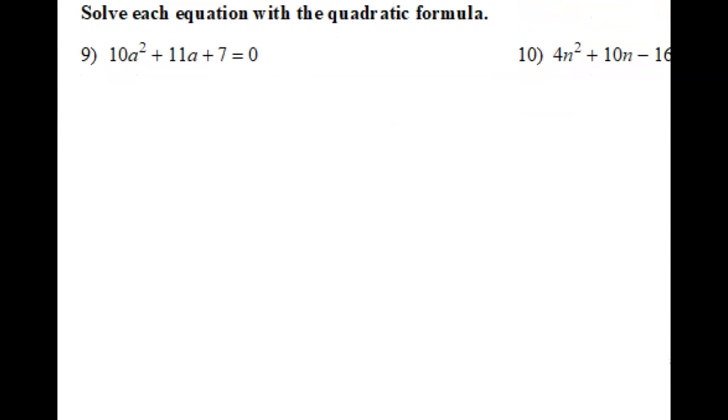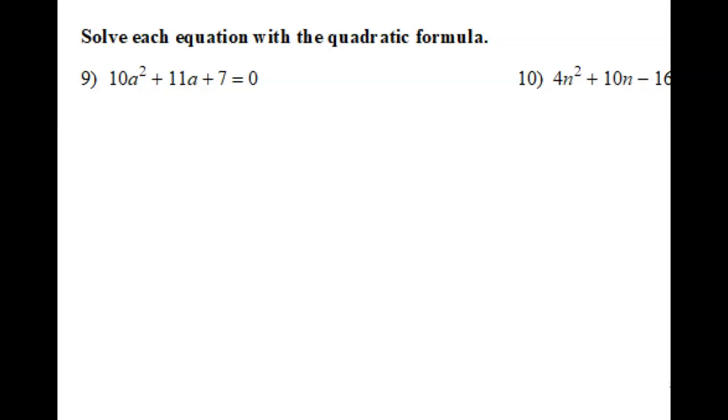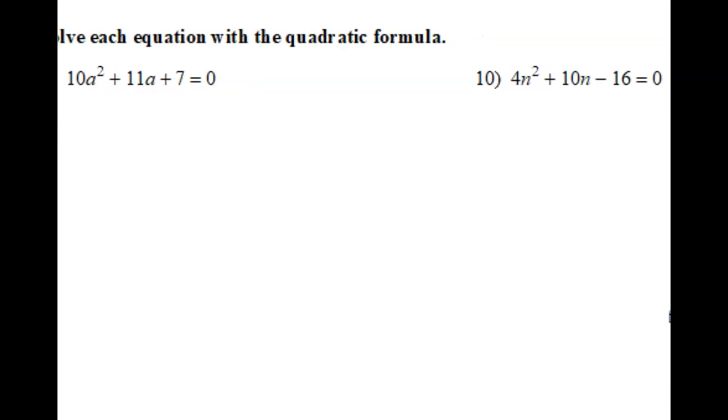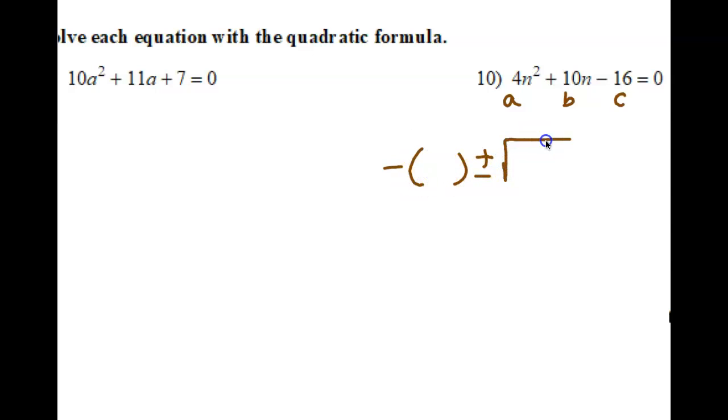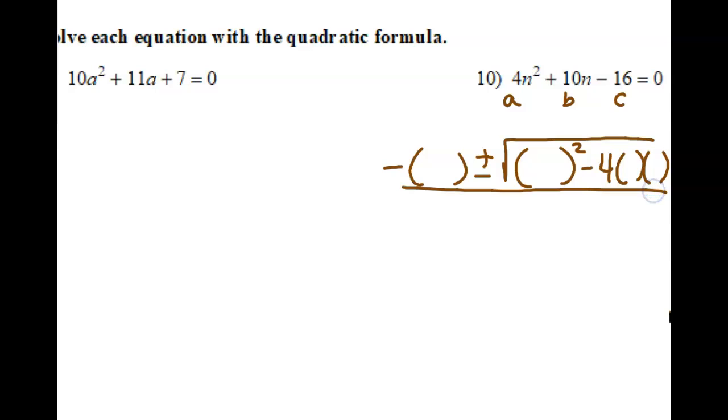number 10. Solve each equation with the quadratic formula. Okay, so quadratic formula can only be used when you're dealing with a quadratic equation, which is what this is, and it has to also be equal to 0. All right, and so this is my A, this is my B, and this is my C. And we're going to do x equals negative b plus or minus the square root of b squared minus 4ac all over 2a. So we'll just plug everything in where it goes.